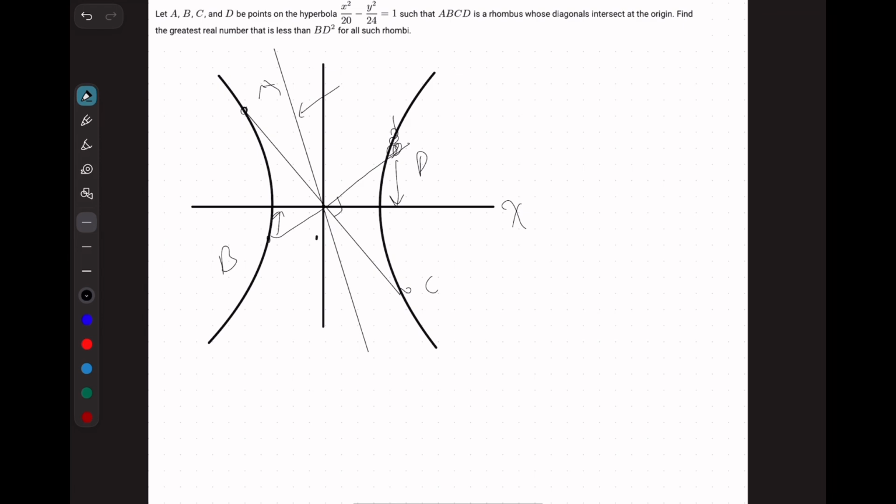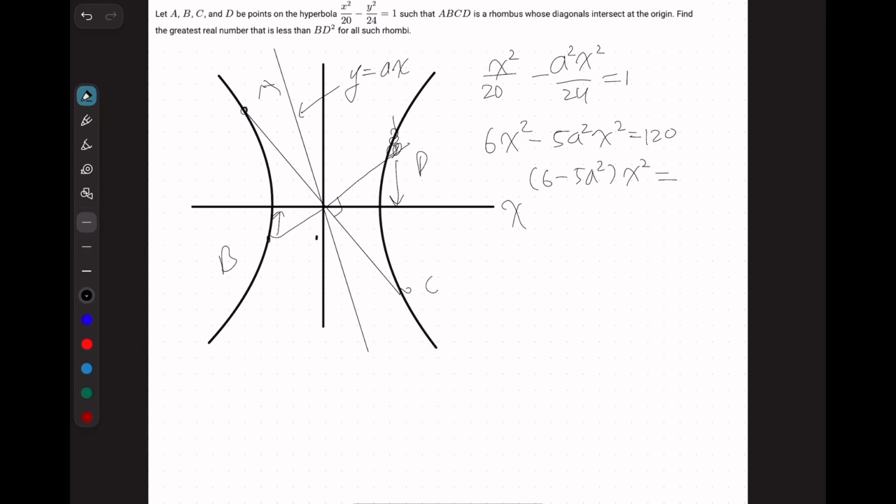Now let's say that AC is y equals ax. If we plug it into the hyperbola equation, we get x squared over 20 minus a squared x squared over 24 equals 1. Now multiply by 120 on both sides, and we get 6x squared minus 5a squared x squared equals 120. If we factor it, 6 minus 5a squared times x squared equals 120. So x squared equals 120 over 6 minus 5a squared.